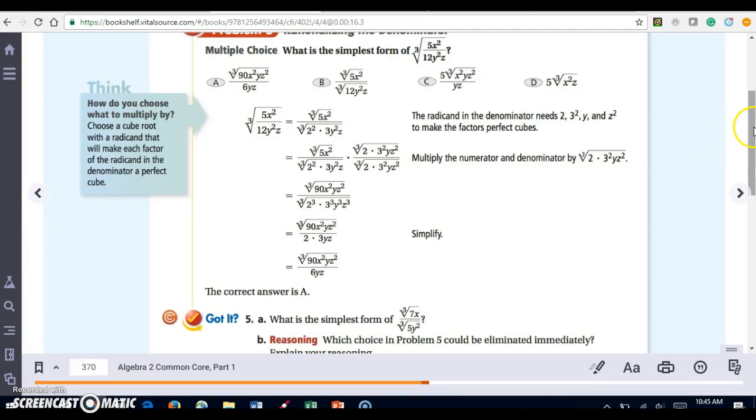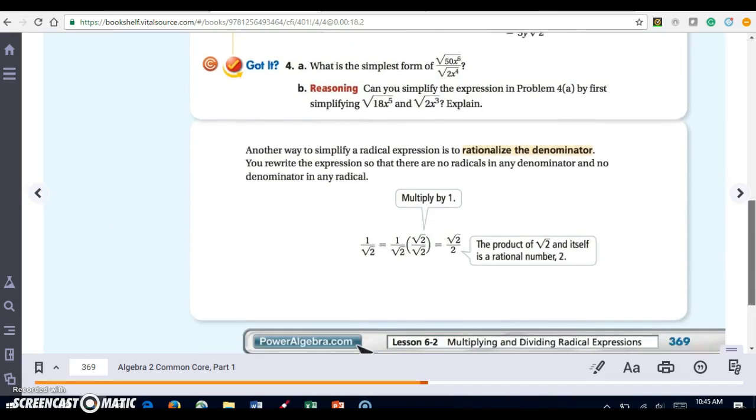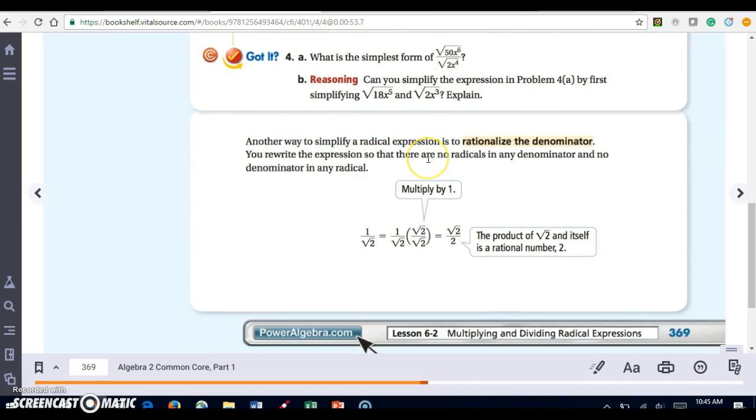Okay, let's take a look at problem 5, but before we do that, let's go to this little blurb. It says another way to simplify a radical expression is called rationalizing the denominator. You rewrite the expression so there are no radicals in any denominator and no denominator in any radicals, which means that I don't have a radical in the denominator. So, for example, if I have 1 over the square root of 2, I can't have the square root of 2 in the denominator. That's just a rule.